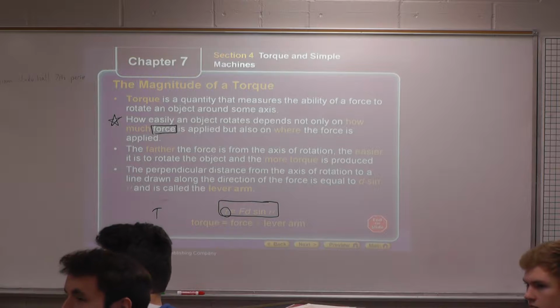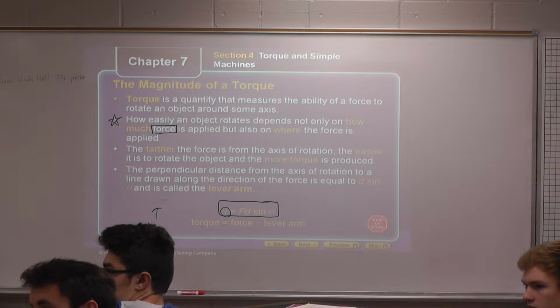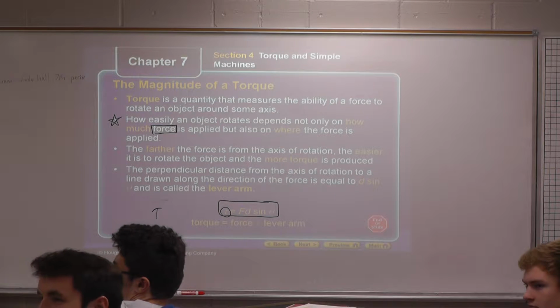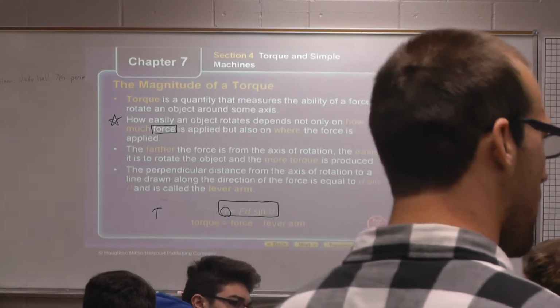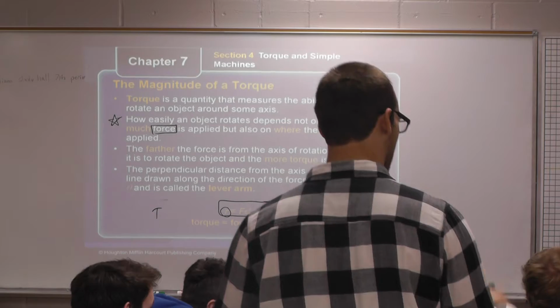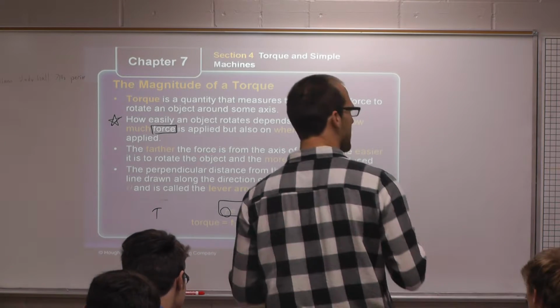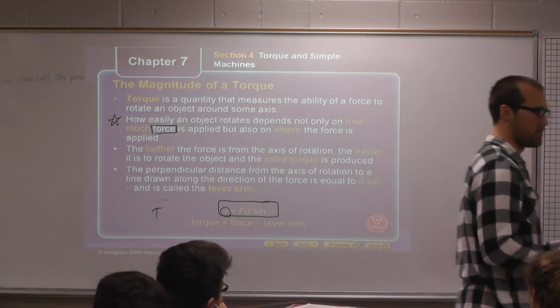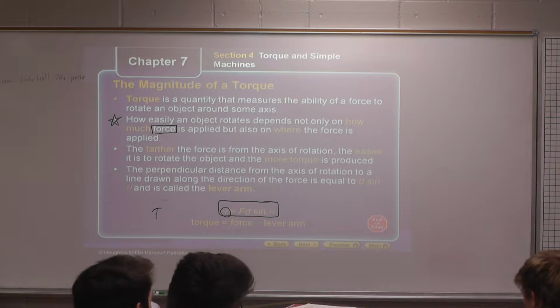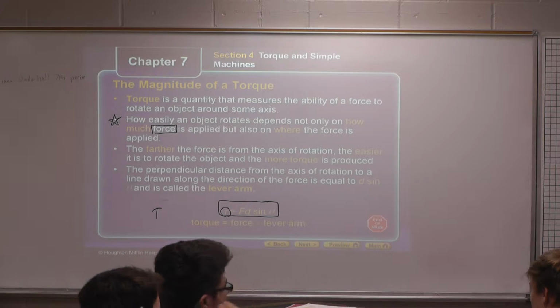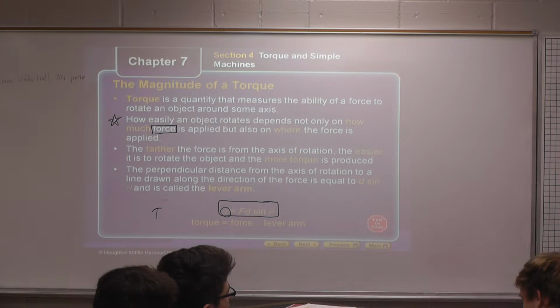Okay? When you go out that front door and try to open it, have you ever tried to open a door like this? You need a lot more force. Force to get the torque. Okay? So where you apply the force is very important for your ability to rotate. The closer you are to the axis of rotation, the more force you have to push. The further away you are from the axis of rotation, the easier it is to get the object to rotate.